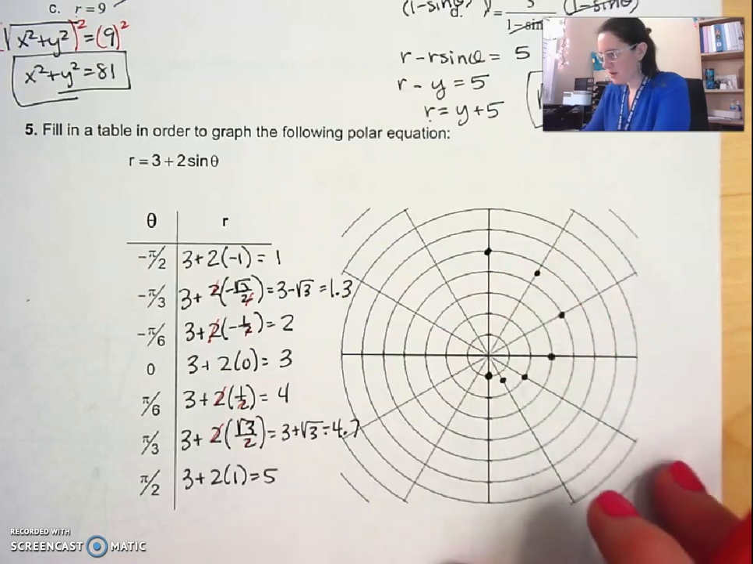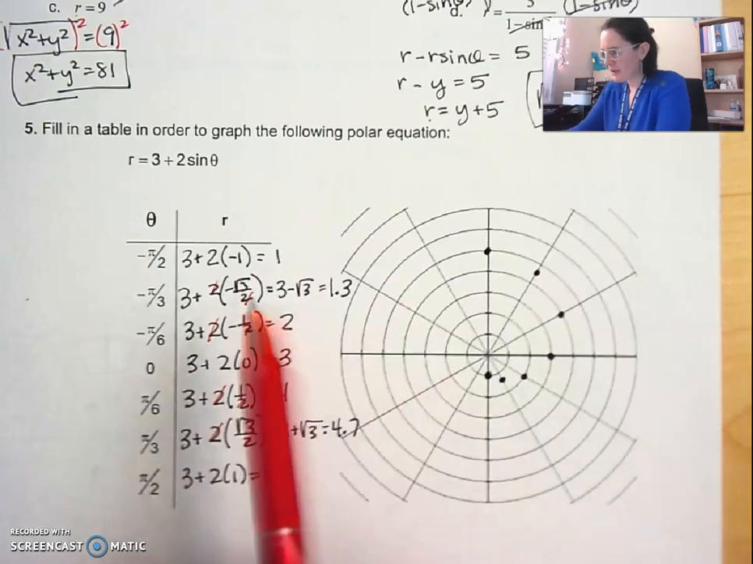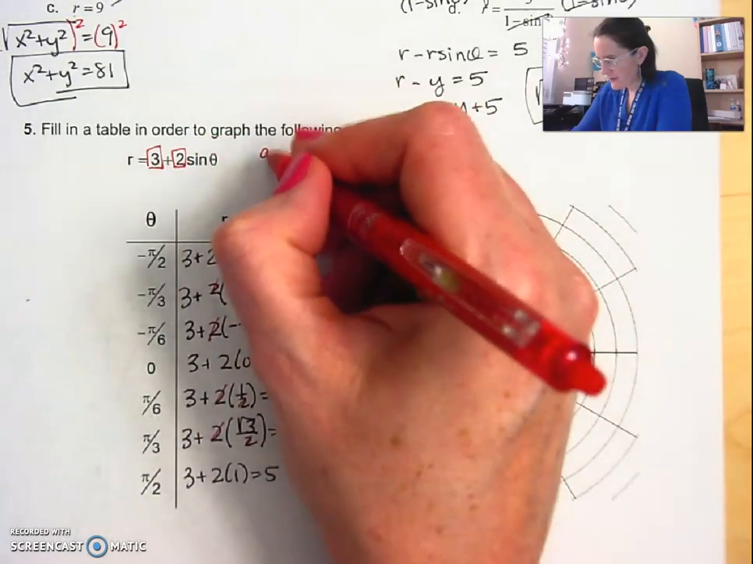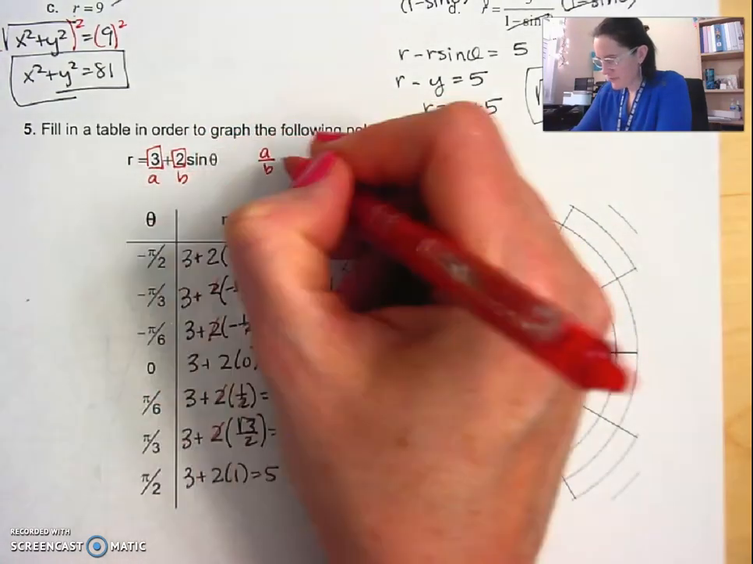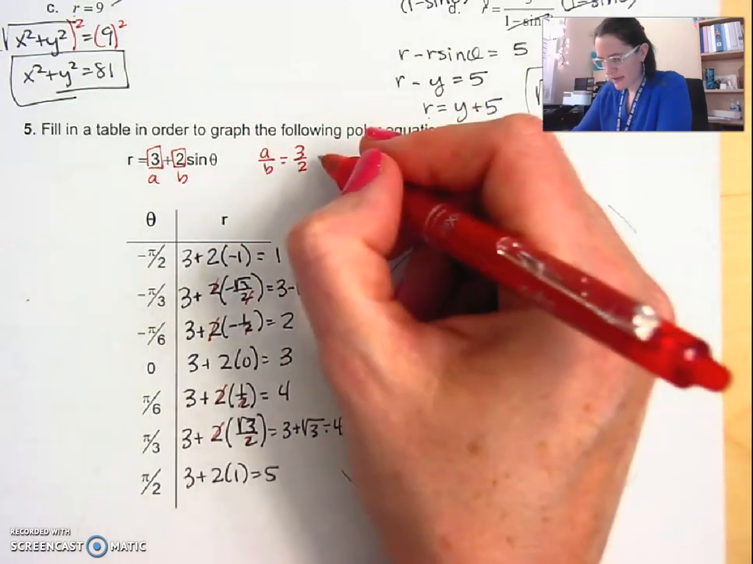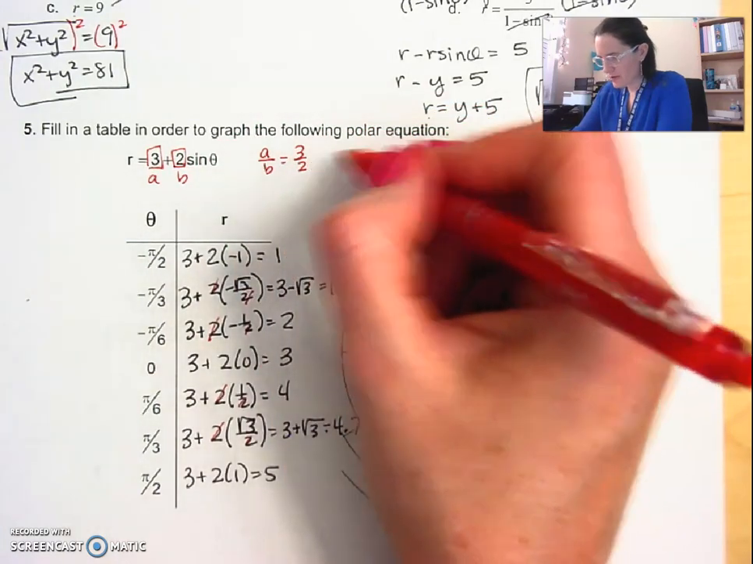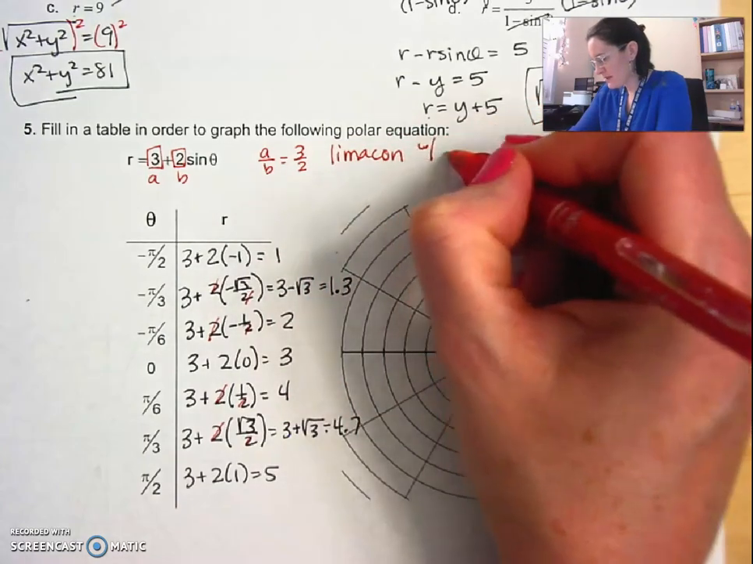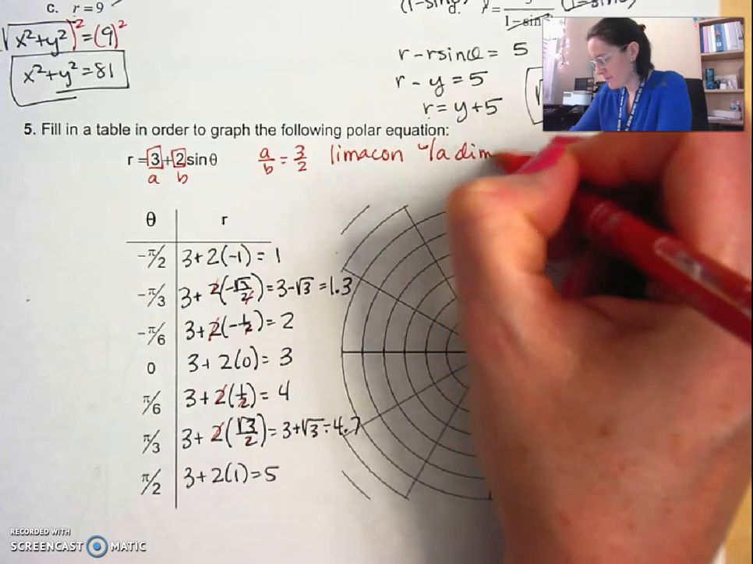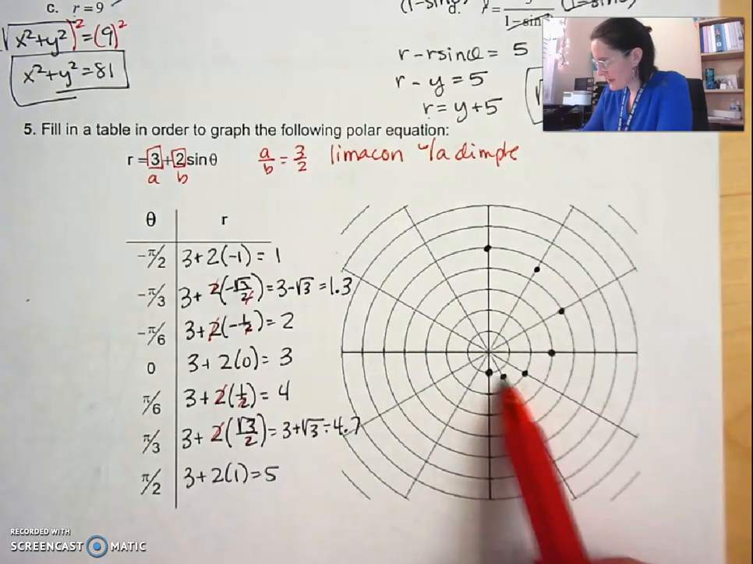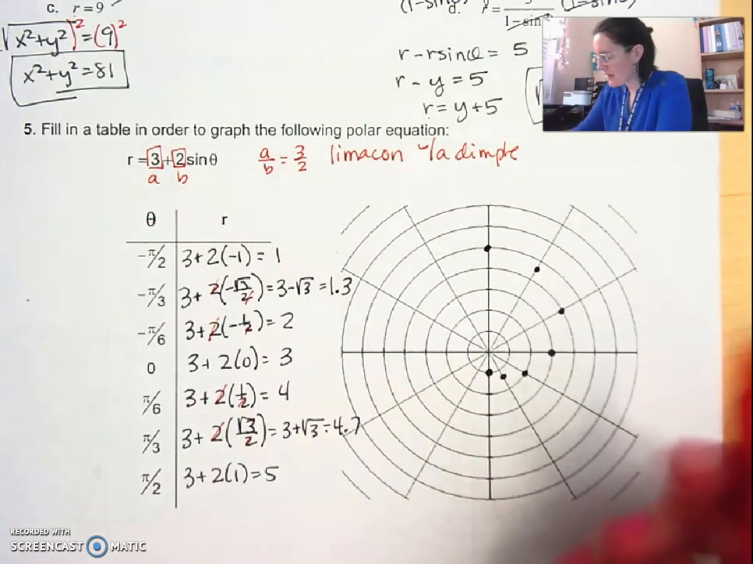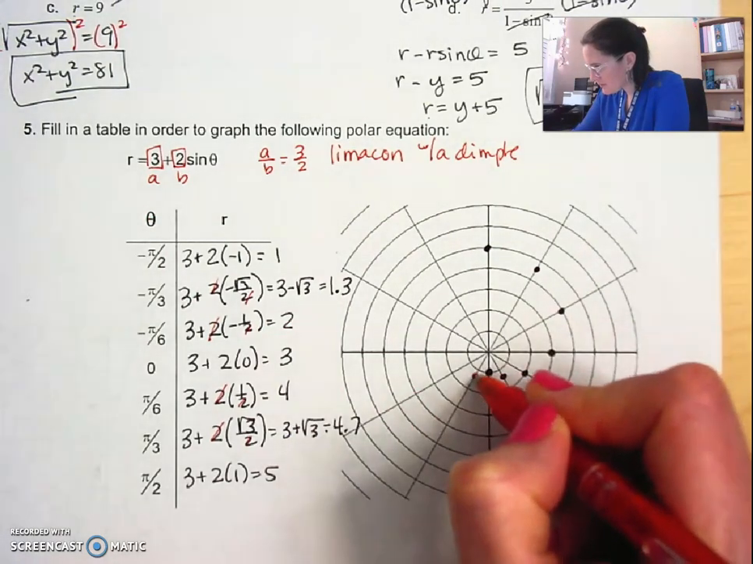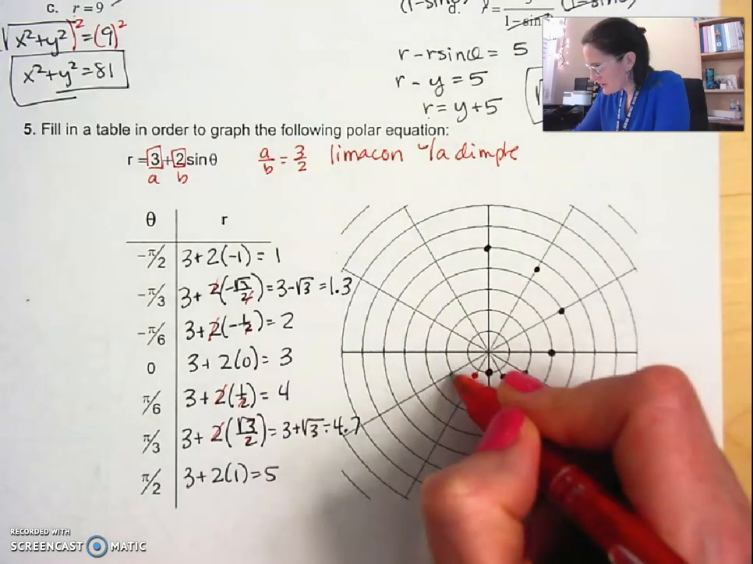And if you are using your reference sheet and comparing the A and the B value, you have that A over B equals 3 over 2. That is less than 2 and greater than 1, which means my shape is going to be with a dimple in it. And so here's my dimple right here, and now it's just going to reflect over the y axis. So I'm going to have these points here.